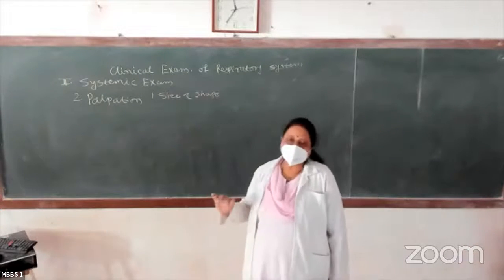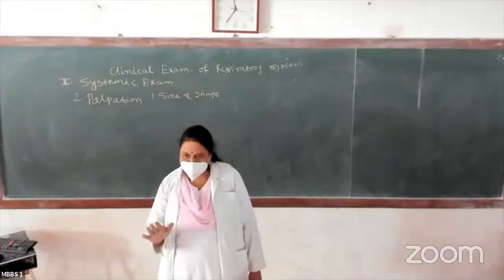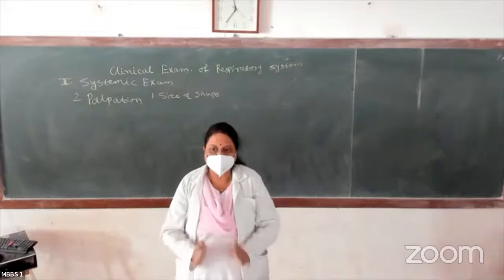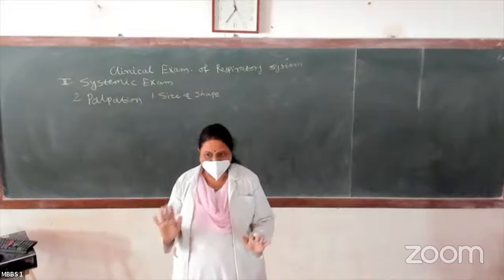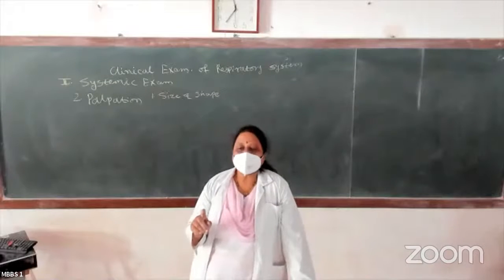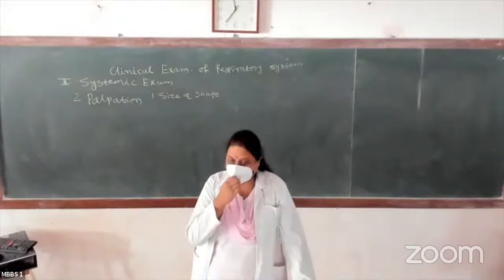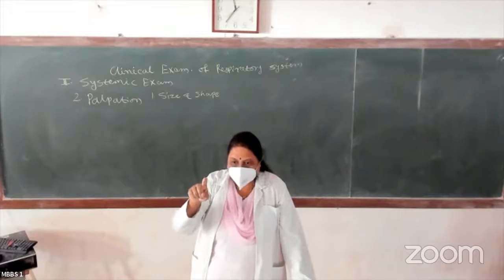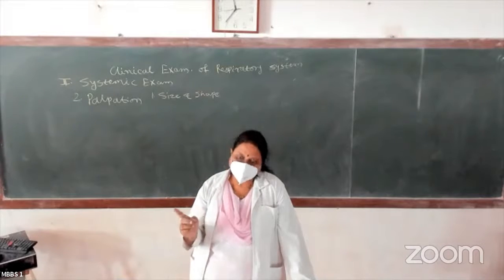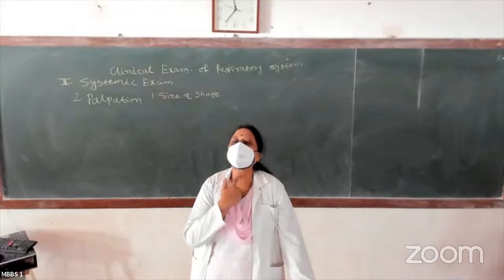Then palpation for the position of the trachea. In inspection, you only observe whether it is centrally placed or displaced, shifted to the right side, to the left side, or at the center. For the palpation, ask the subject to extend the neck and palpate the trachea from above down. You will feel the cartilaginous rings. See whether it is central or not. This is one method of palpation of the trachea: palpate from above down at the center.